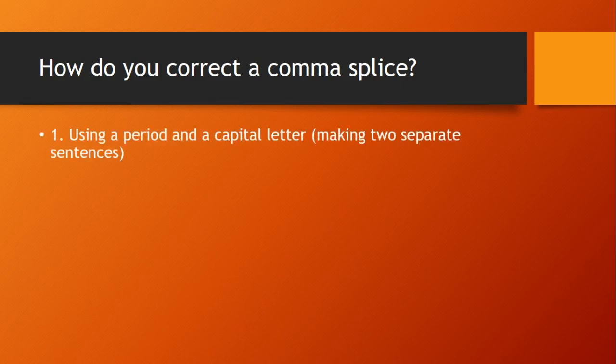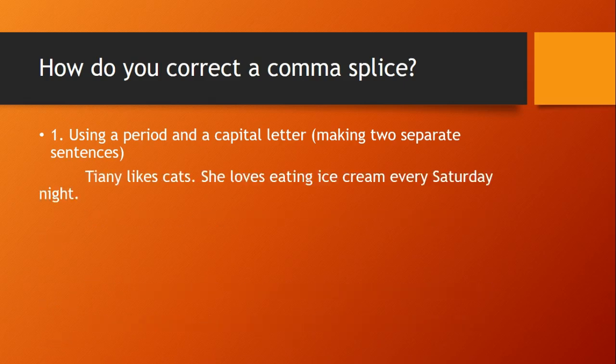The first way to correct a comma splice is by using a period and a capital letter. In other words, you'll be making two separate sentences. Continuing with our example from earlier, Tiani likes cats, period. She loves eating ice cream every Saturday night. We've just corrected our comma splice by using a period and a capital letter. So rule number one, to summarize it, is you use a period and a capital letter, or in other words, you make two.